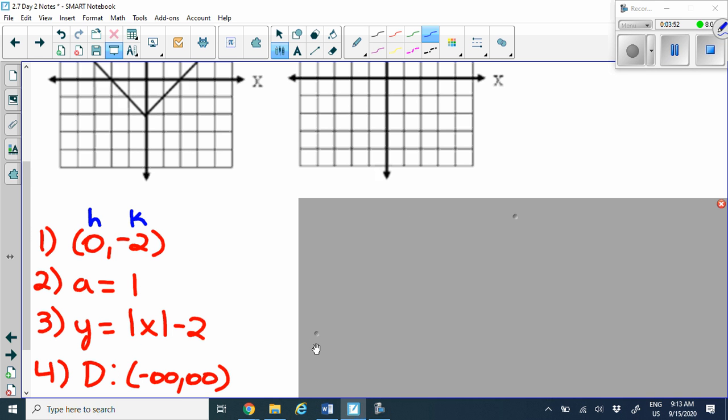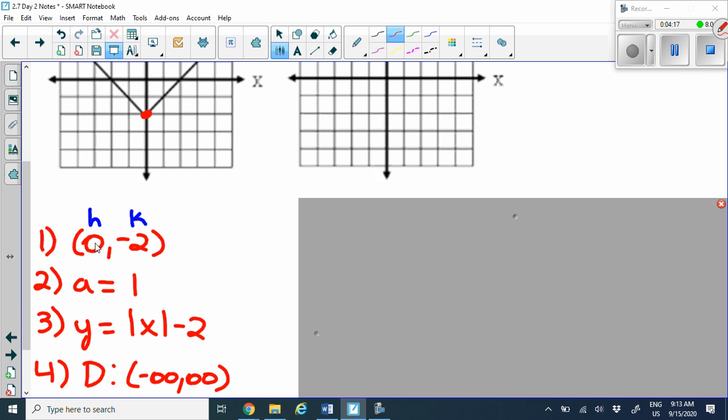So for example C, I get 0, negative 2 as my vertex. Okay, now we kind of switched here. We're moving on the k value. My a value is 1. It's positive because I open up. And notice that I just go up 1 over 1, up 1 over 1, which just simplifies to 1. Now in this case, once again, since I have 1 as my a, I don't really have to put it in front of the absolute value sign, okay?